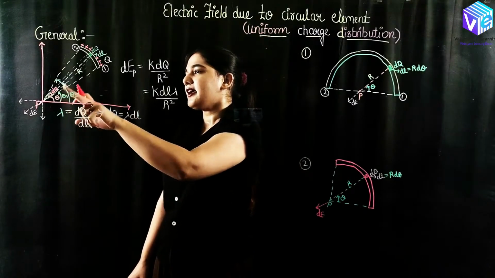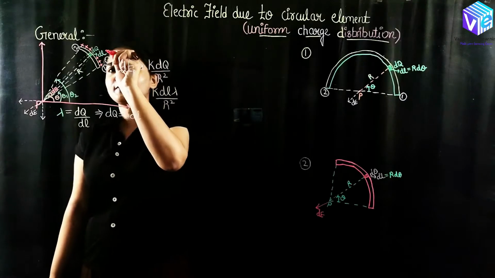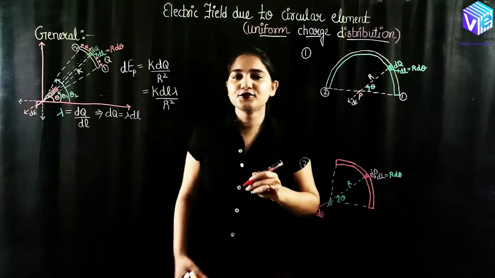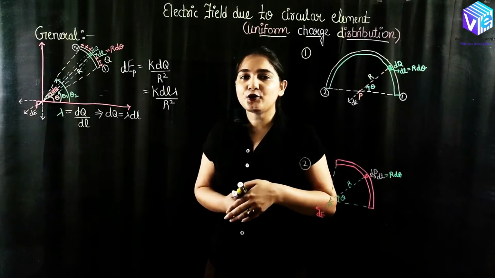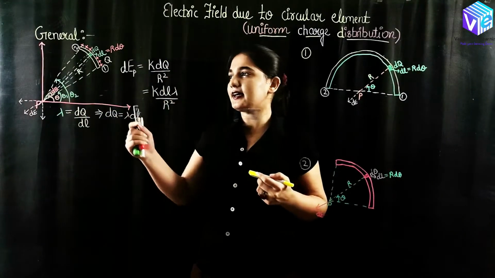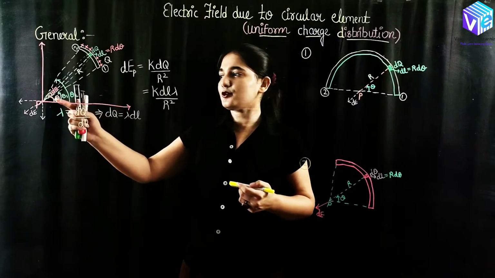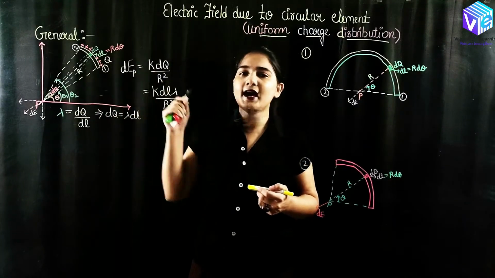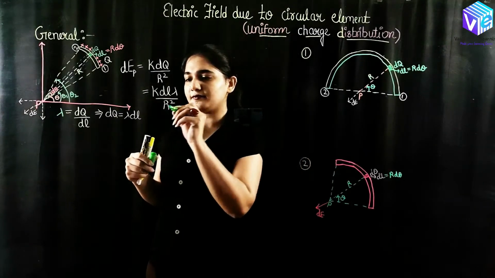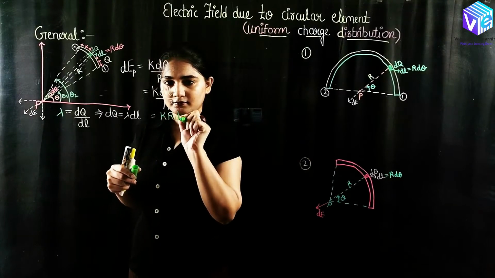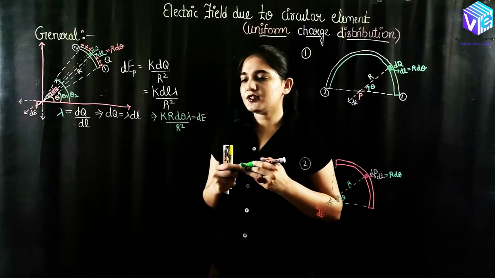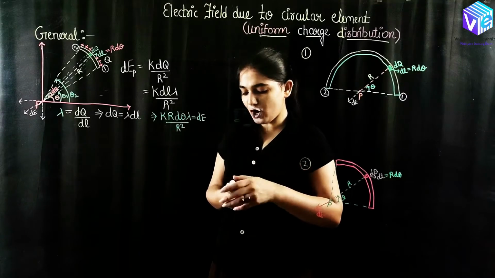Now what would this dl be? This dl will be equal to r d theta. This is how we find the arc of any circular ring. If the arc makes an angle d theta and the radius is r, the arc length will be r d theta. Now replacing dl with r d theta in this formula, this is how I will find my small electric field.